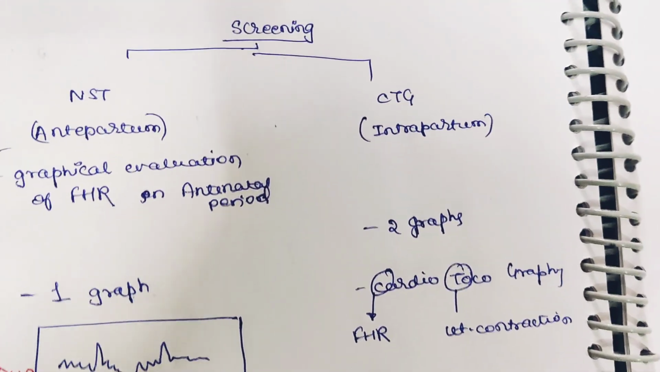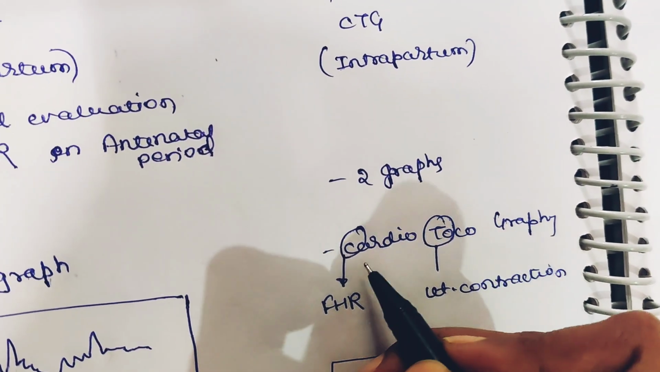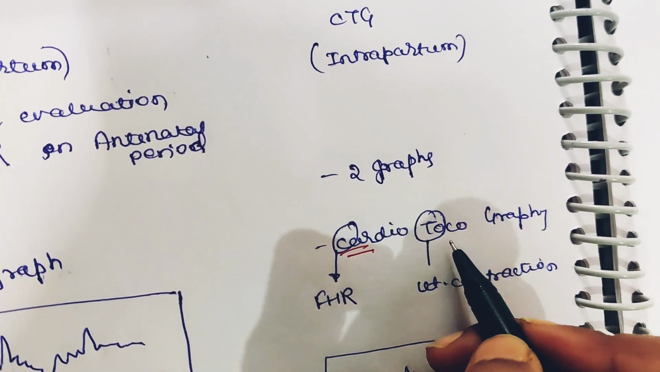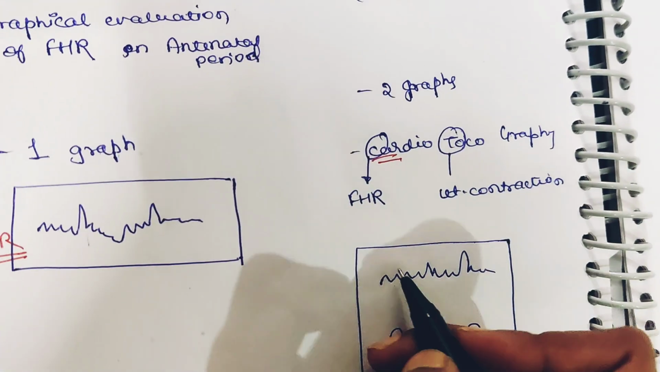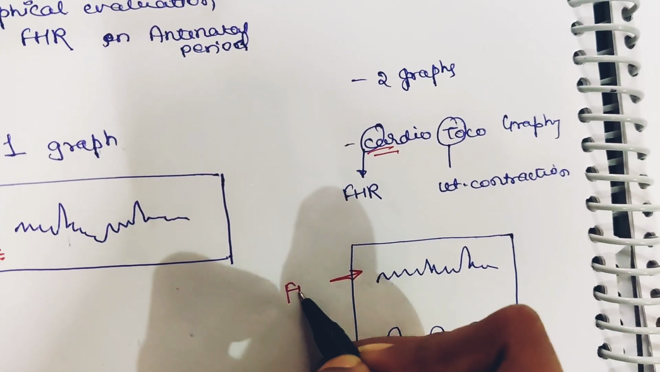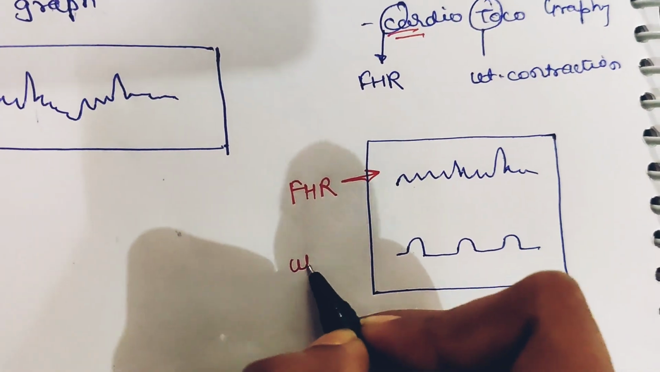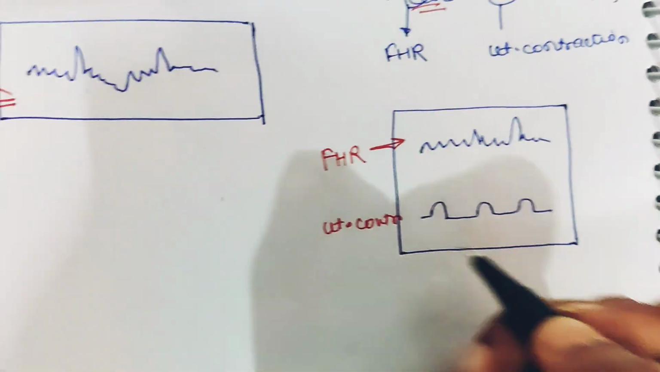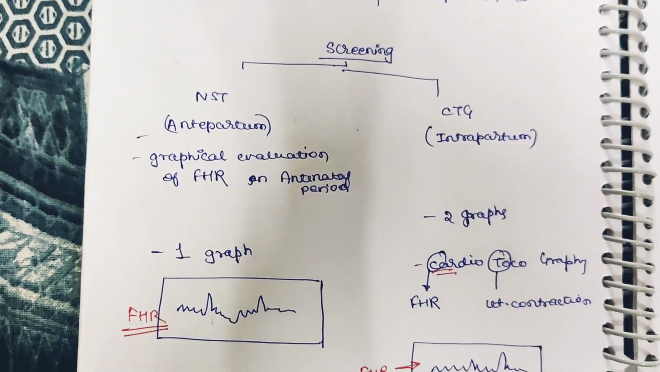And in CTG, as the name suggests, it is cardiotocography. Cardio means FHR and toco means uterine contraction. So we can have two graphs, one for cardio, that is FHR, and next is toco, that is uterine contraction. So such a graph is CTG.